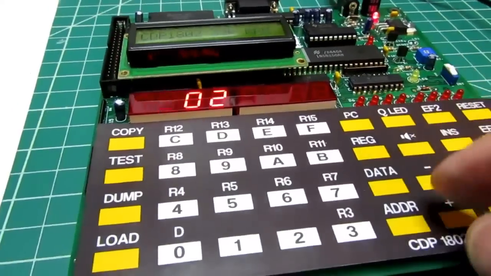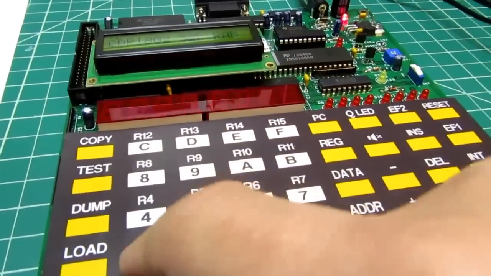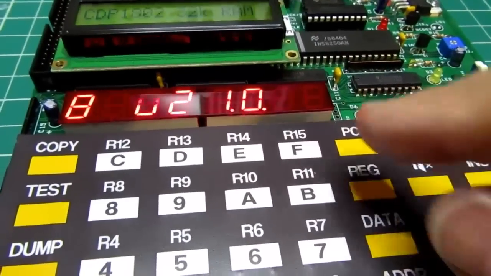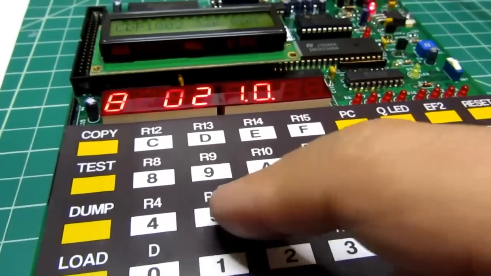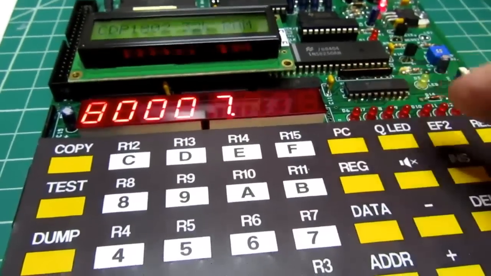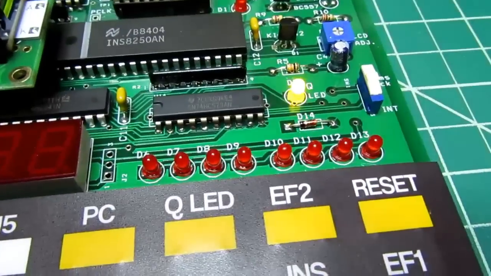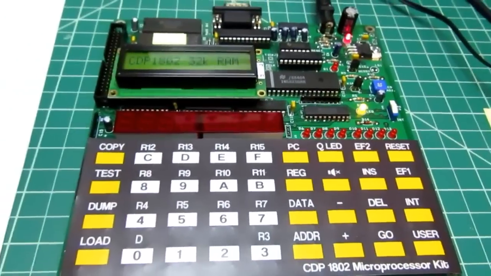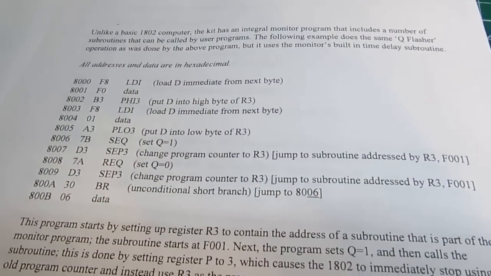So now I'm going to go to address 8002, and I'm going to push the data button. The decimal points move under here, so I know I'm changing that. And I'm going to go to a much larger value of 50. I'm pushing PC to go back to the start of the program. I'm pushing go, and now I can see that the QLED is flashing much slower. So that's one example of how this works. Here's another quick little program to demonstrate another feature of this kit.